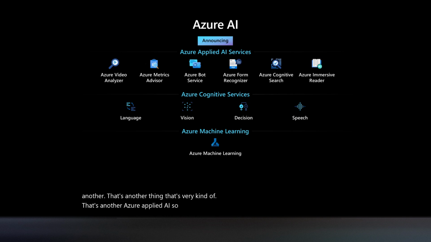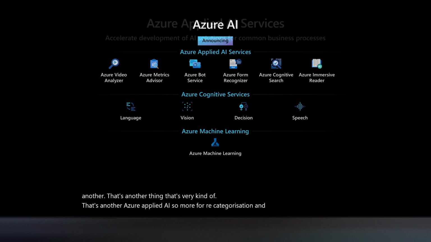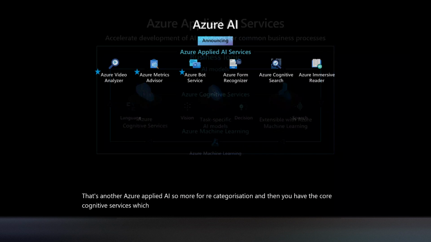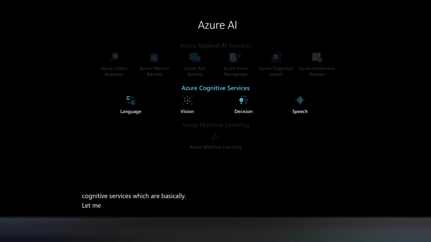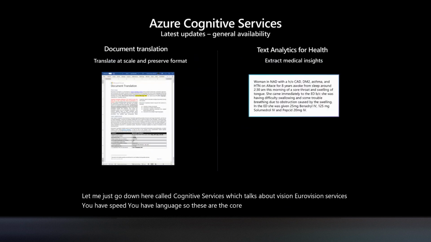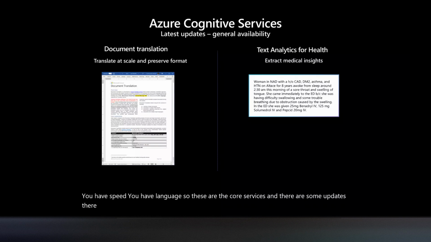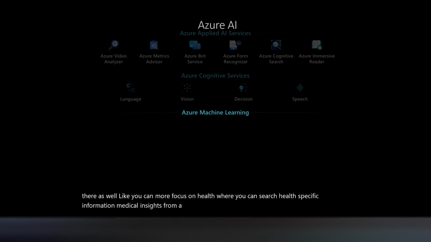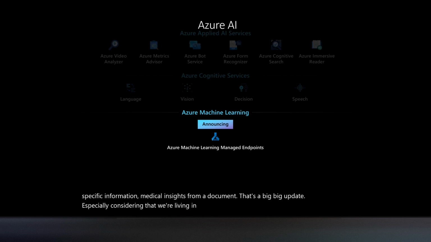So more for recategorization, and then you have the core cognitive services, which talks about vision services. You have speech, you have language. So these are the core services, and there are some updates there as well. Like you can focus more on health, where you can search health-specific information, medical insights from a document.